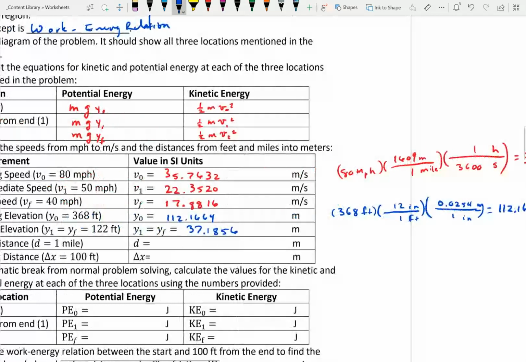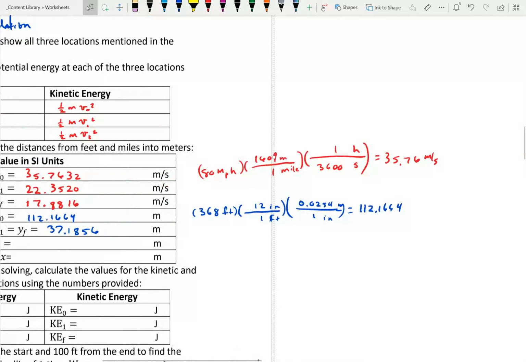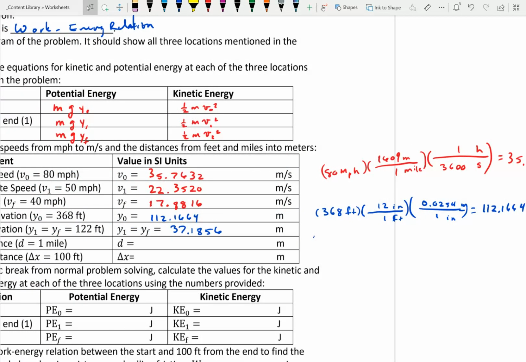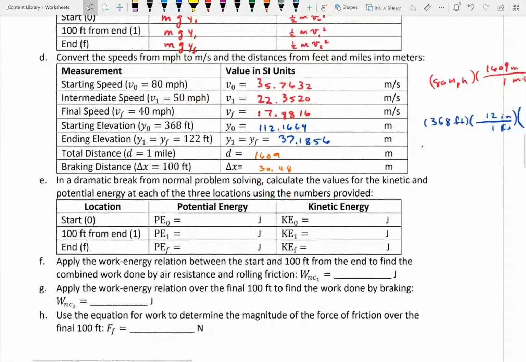And then finally, my distance is 1 mile. Well, this is going to make you really laugh at me. No, 1 mile is 1609 meters. I was going to do the 1 mile this way just to start with feet. So that should be 1609 meters. And delta x, the distance of 100 feet, by the same method as we did for the other feet, gives us 30.48 meters.